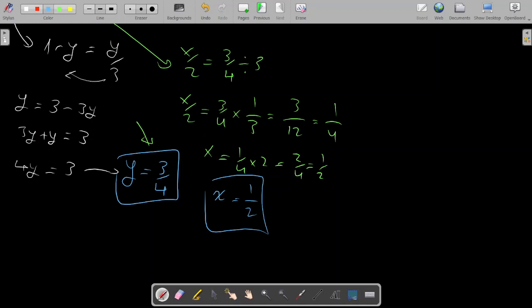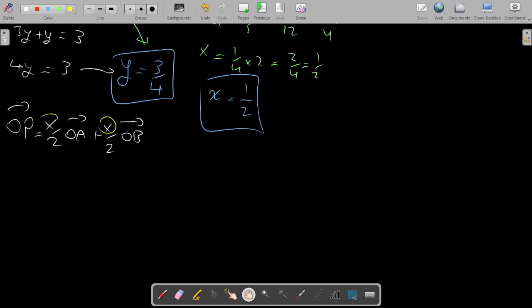Clear? Now we're going to use these two variables to work with the previous equations, if you remember, for the value of OP. Now I'm going to write down these equations again. The first equation says that OP is equal to x over 2 of the OA vector plus x over 2 of the OB vector, right? So I'm going to substitute the value of x. It's a straightforward process now.